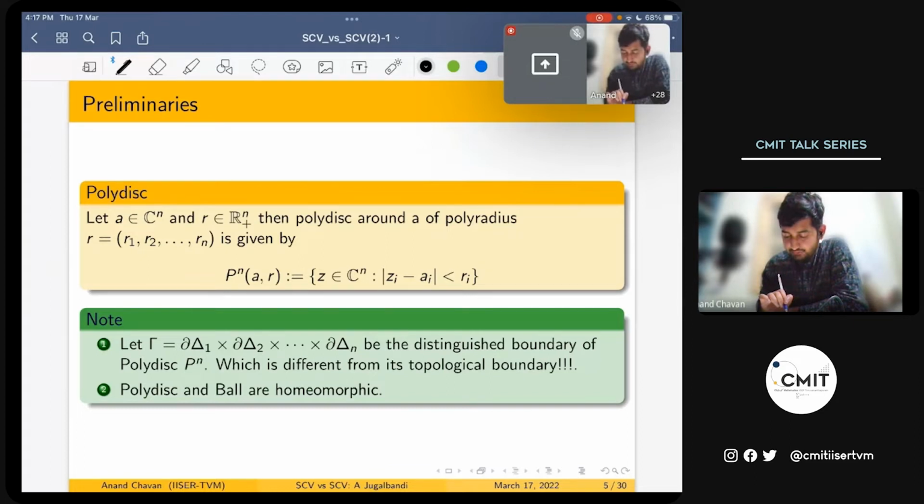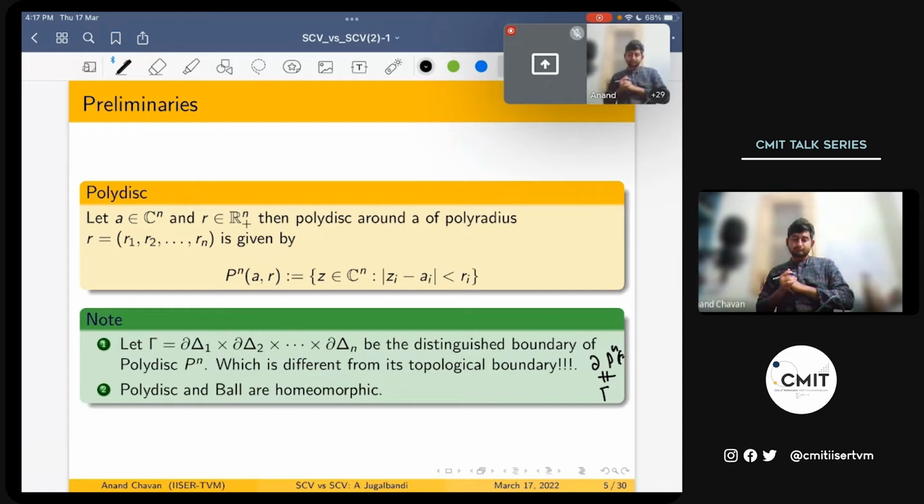which, mind you, is different from the topological boundary. The topological boundary, delta Pn, is the boundary of the polydisk, which is not equal to this distinguished boundary. As I stated before, polydisk and ball are homeomorphic, so this actually has interesting consequences. We'll see further at the end that polydisk and ball are very special.